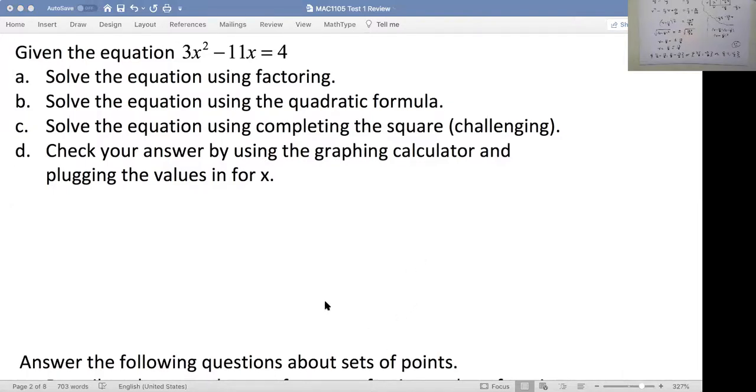Negative 1/3 store in x. And let's see what 3x squared minus 11x is. What does that give me? I hope it gives me 4. And it does, so it checks.